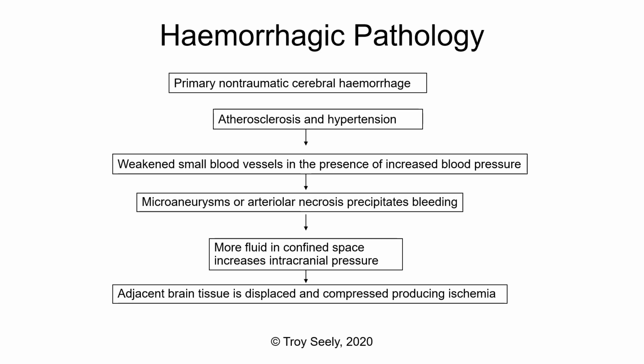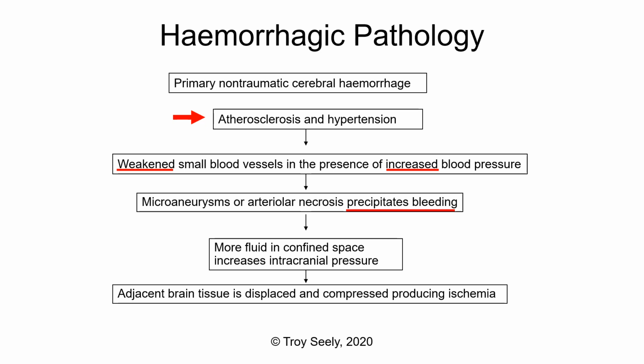One of the main causes that will be present is, again, atherosclerosis as well as hypertension. Hypertension would be high blood pressure. Now, not only could atherosclerosis cause a plaque that could occlude blood flow, it could also affect the integrity of the surrounding vasculature and its ability to deal with the pressure of blood flow. Same thing with high blood pressure. Over time, that will result in weakened small blood vessels in the presence of the increased blood pressure. From there could be the progression of microaneurysms or arteriolar necrosis that precipitates this bleeding.